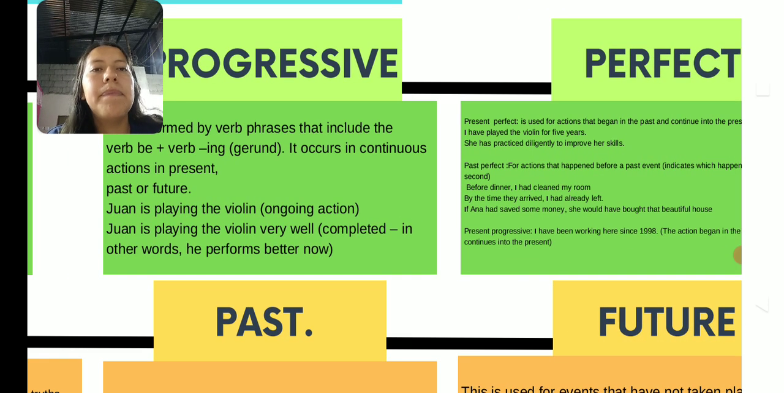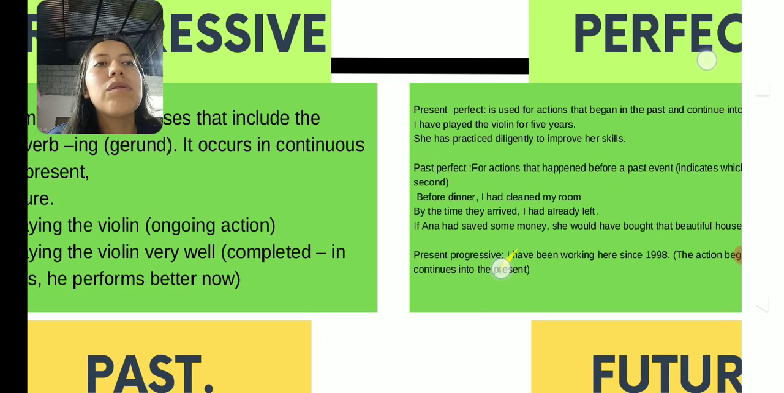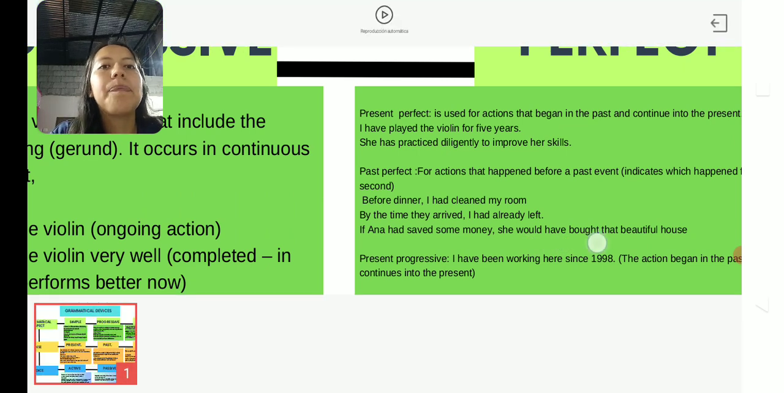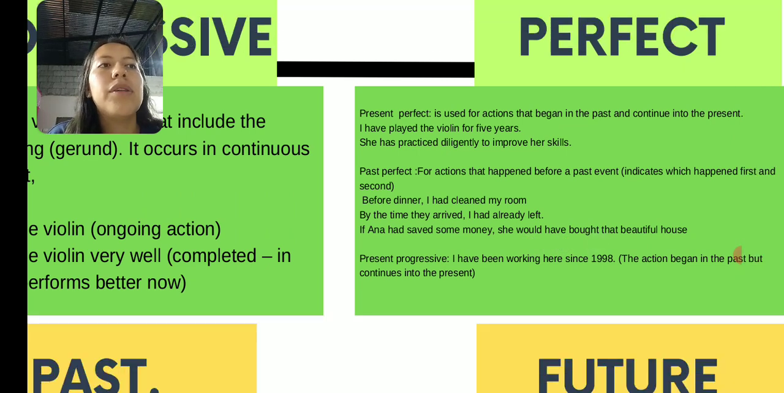Okay, in the grammatical aspect, we also have the perfect aspect. We have different types of the perfect: the present perfect, the past perfect, and the perfect progressive. The present perfect is used for actions that began in the past and continued in the present. The time when the action happened is not directly specified, but sometimes the lapse of time is implicitly shown.